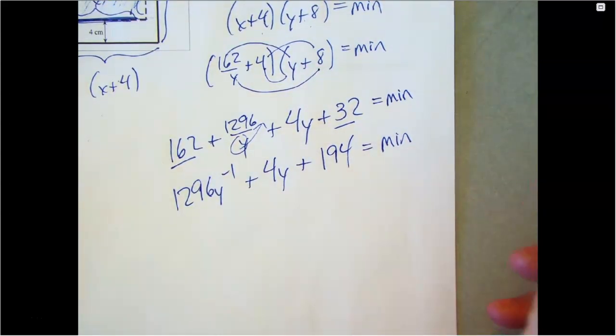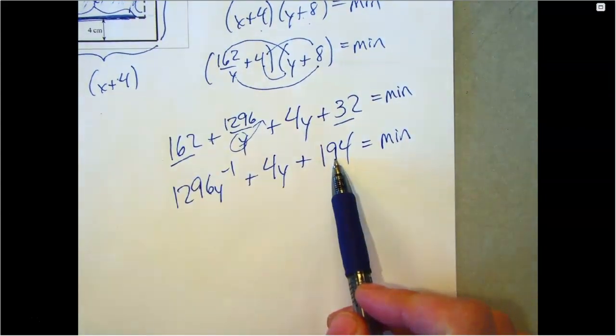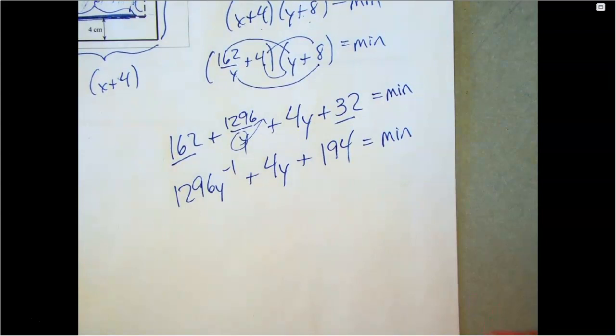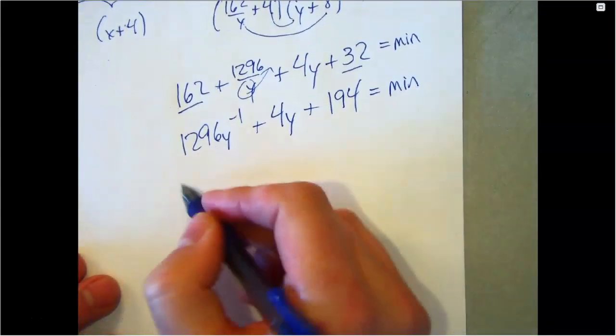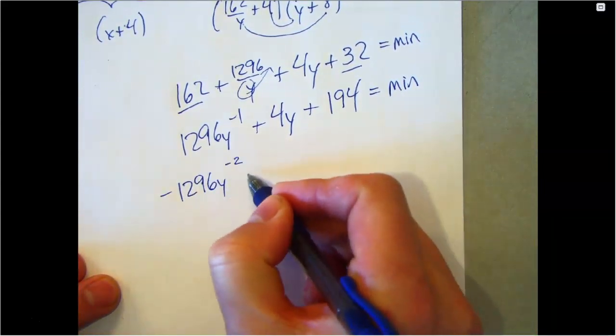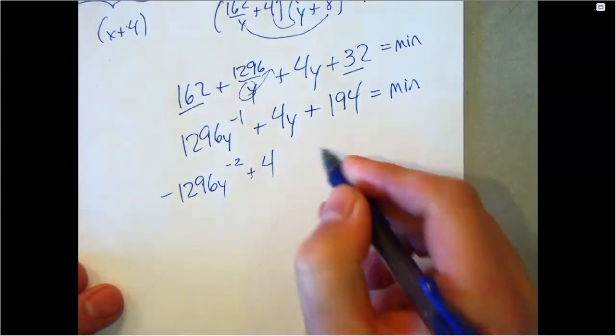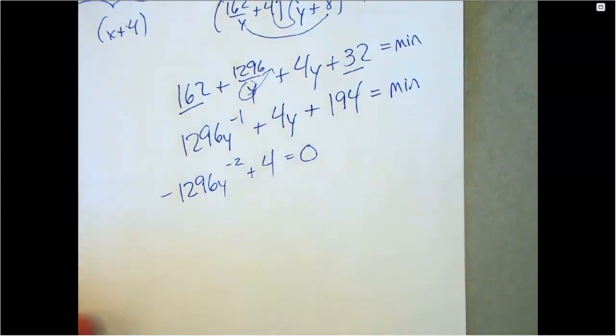They're going to go away in the end anyways, but I still like to get it right on the way. Yeah, but this number, when I take the derivative, what's going to happen to it? It's just going to go away. Okay, so take the derivative. So negative 1296 y to the negative second plus 4 equals 0.